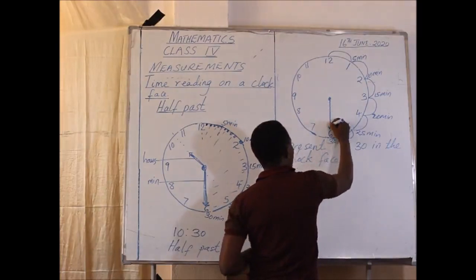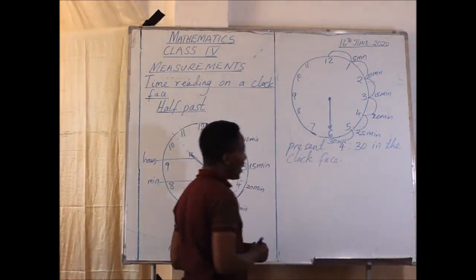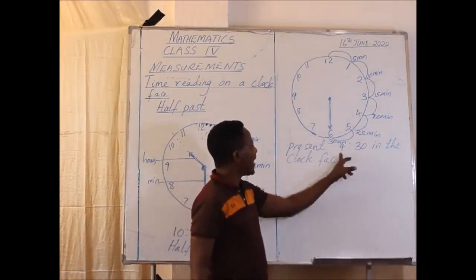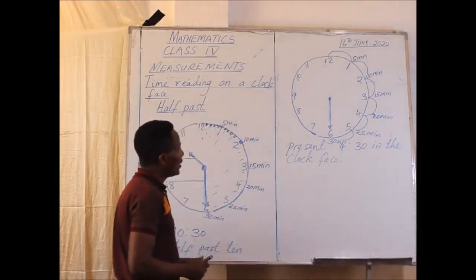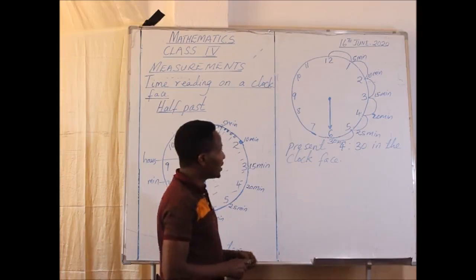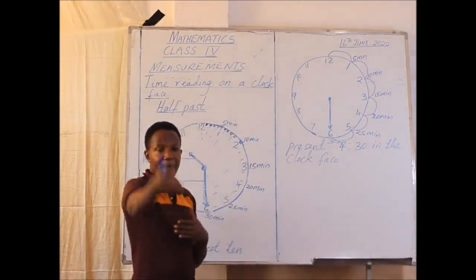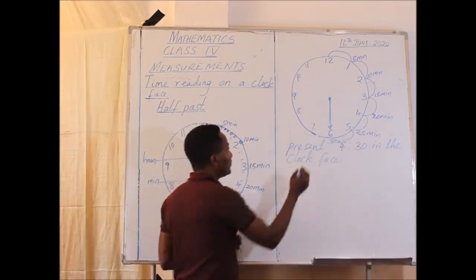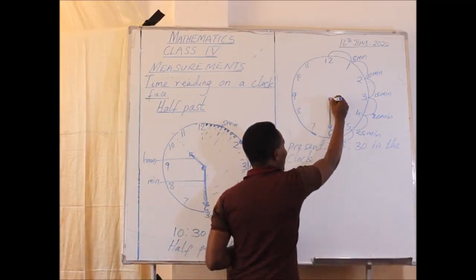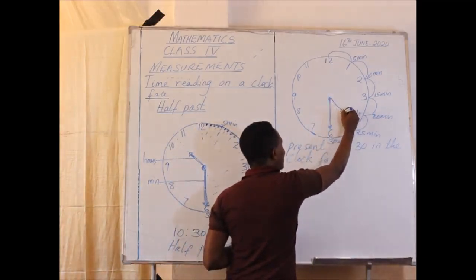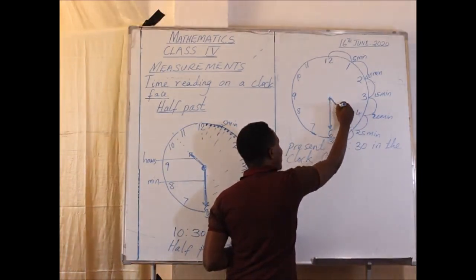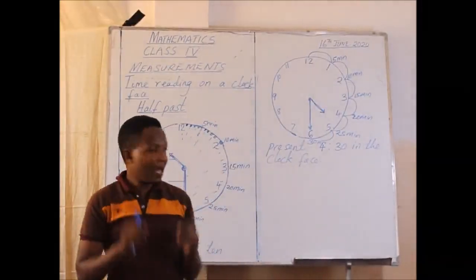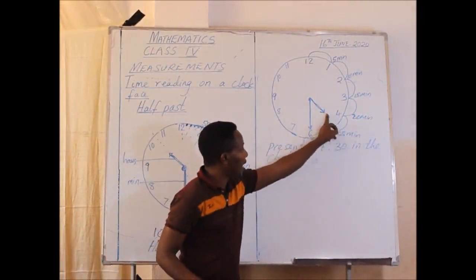Our long arm should point at 6, whereby we get the 30 minutes. But it is past 4. So, because it is past 4, 4 should be the previous time. So we take our short arm. I told you the short arm should split our two numbers, which is number 5 and number 4, at the in between.